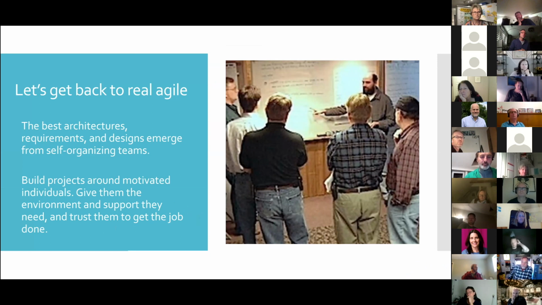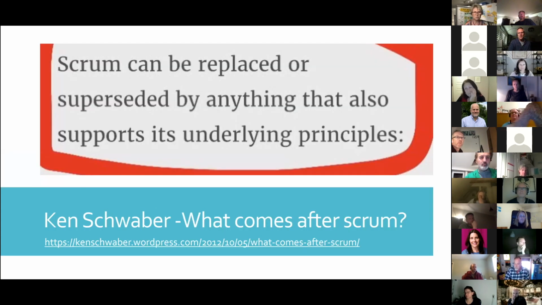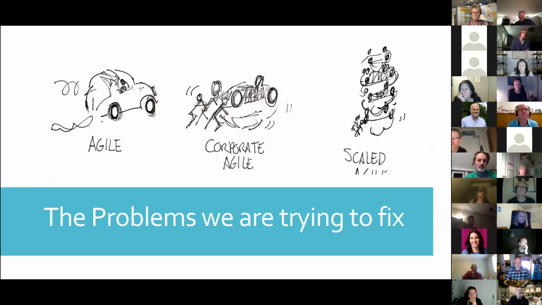That we build projects around motivated individuals, give them the environment and support they need, and trust them to get the job done, right? Because the only way work happens inside fast agile is that people put their hand up and go and do it. No one tells you what to do. So we trust the entire tribe to get the job done. I pull this one up to remind you that Scrum is not the be-all and end-all, and even Ken Schwaber has recognized that. Scrum can be replaced or superseded by anything that also supports its underlying principles. That's a direct quote from Ken Schwaber. The link is there. So you can replace Scrum, and this is what we're trying to solve. So a reminder.